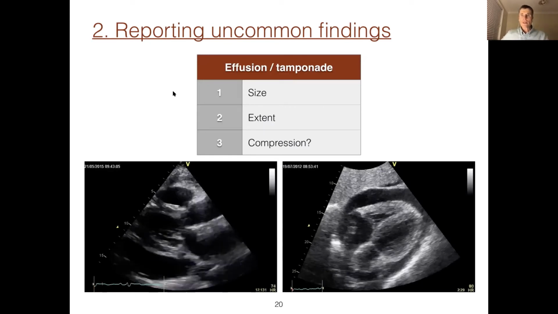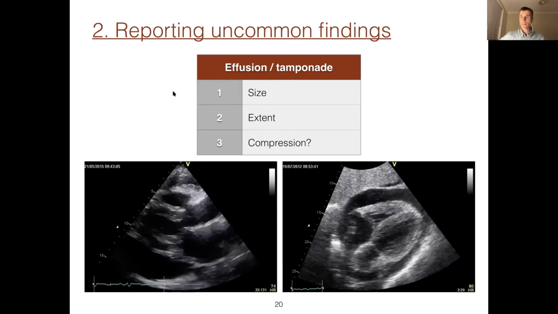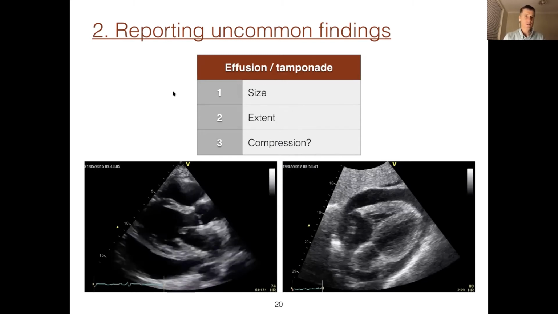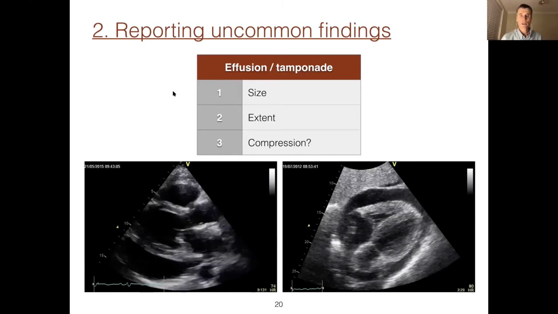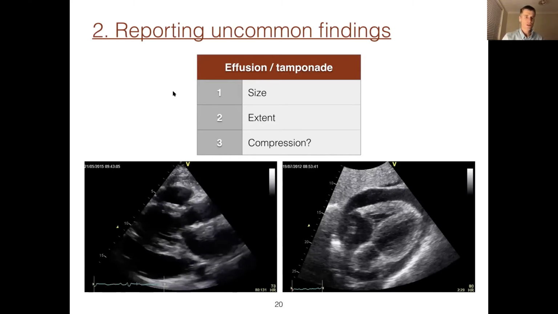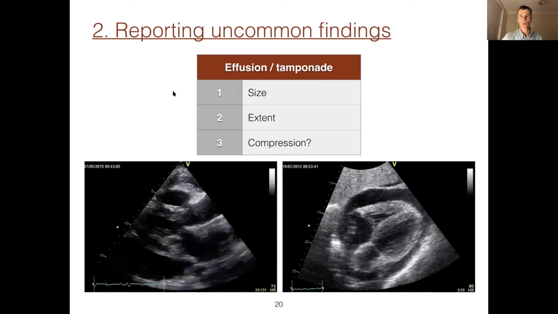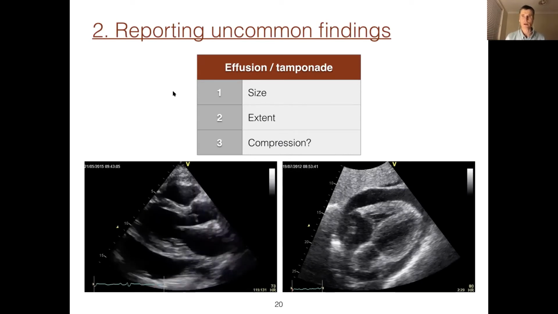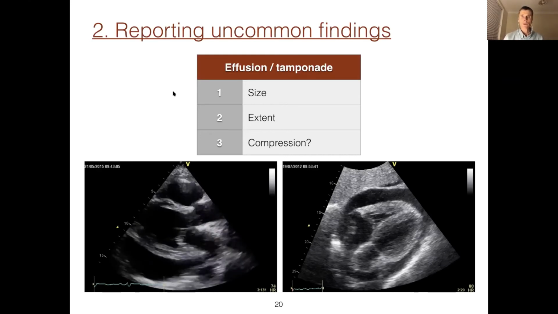So when we're thinking about a pericardial effusion, there's a couple of things that we want to mention in our report. We want to mention, again, 3 things, and that's the common thread of this particular tutorial. Keep 3 things in mind when reporting. We want to report on the size. We want to report on the extent and whether or not there's any compression, i.e. are there any early signs or are there any significant signs of pericardial tamponade?